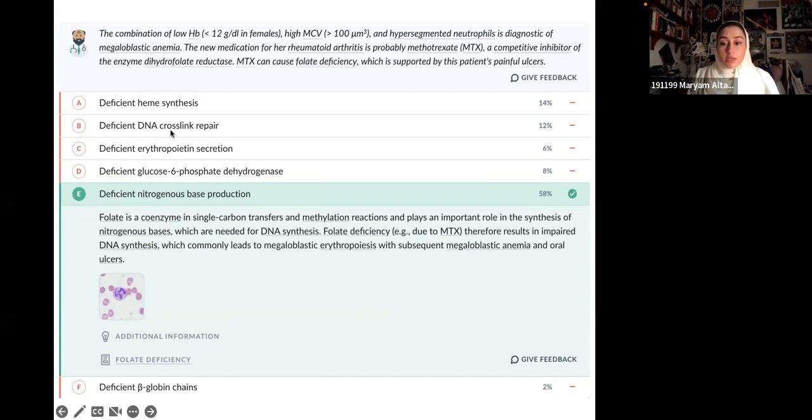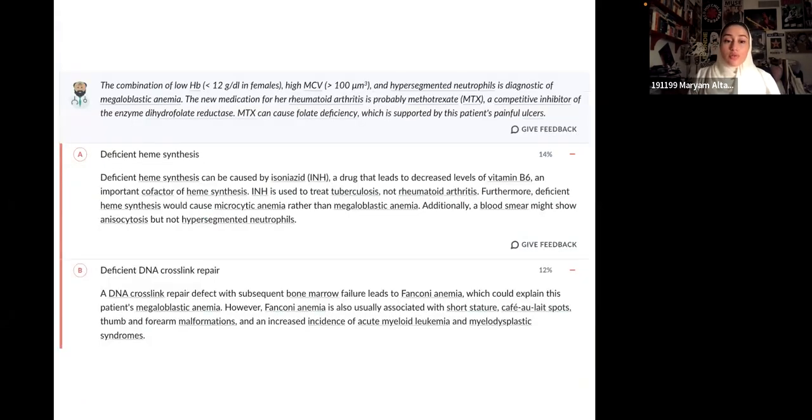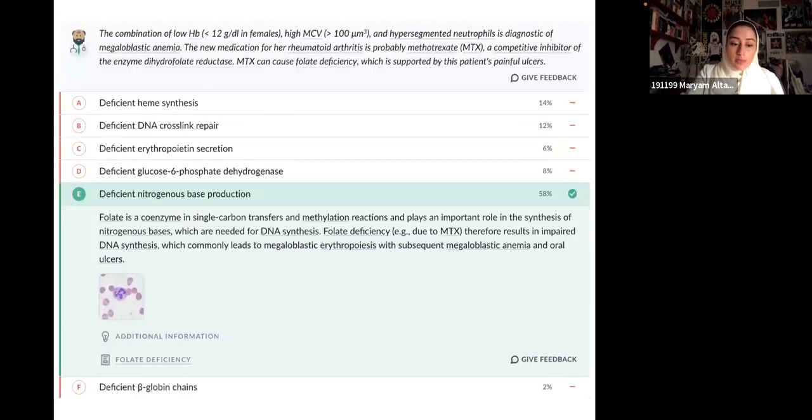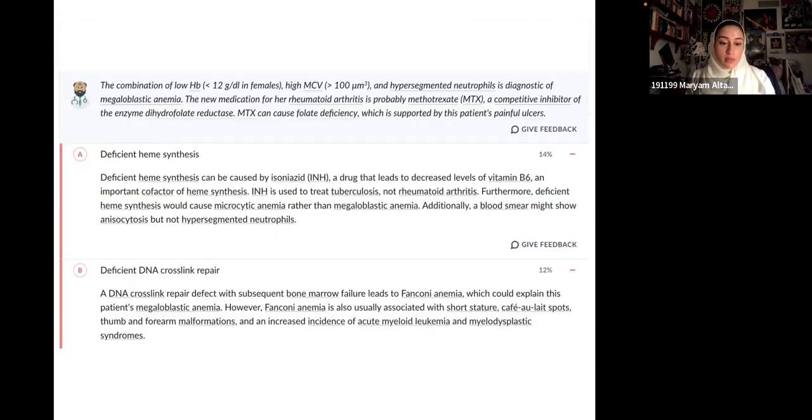However, there are other options that people chose a lot, and they're very important for us to go through in order to understand why they're wrong. So deficient heme synthesis or deficient DNA crosslink repair. If you have a DNA crosslink repair defect, that's something called Fanconi anemia, where they have pancytopenia in all their cell lines, short stature, cafe au lait spots, all of these different malformations. They also have increased incidence of AML, which Eman's going to talk about later. But this is not the mechanism. It's not DNA crosslink because by elimination, if you're looking at all the options here, your problem is not repairing the DNA. Your problem is that you can't make it in the first place, which is why you get the megaloblastic anemia and the megaloblastic changes.